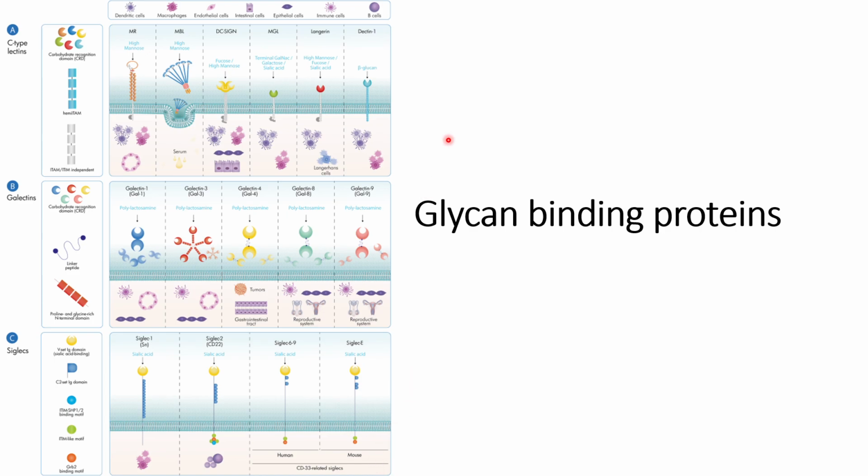So I hope you got a basic idea about where the different kinds of glycan binding proteins are found and what their specificity is. If you need to understand more about their role, you can go through the reference that has been provided in the description.